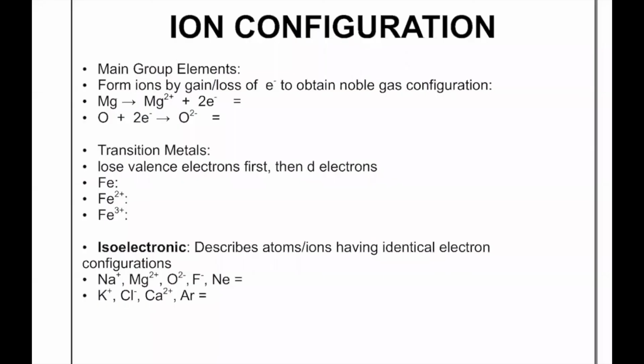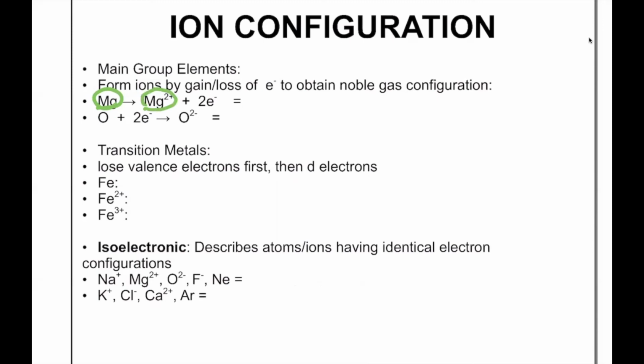The last thing I want to talk about in this video is ion configuration. This is the electron configuration of an ion. So if we have an extra electron with a negative charge, or we're missing an electron with a positive charge, we're going to have to reflect that in our electron configuration. For example, magnesium is in group 2, so it's very typically going to have the charge of Mg2+, in which case we have 2 fewer electrons than we would typically have in magnesium.